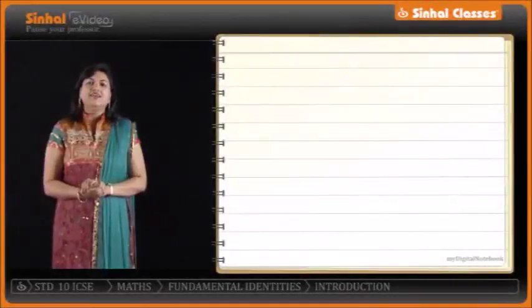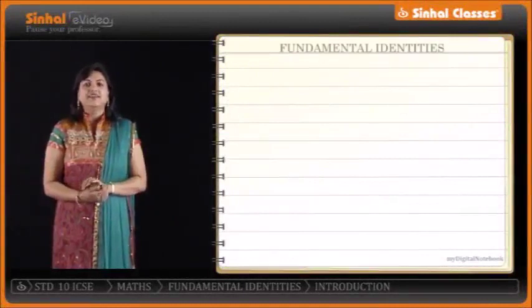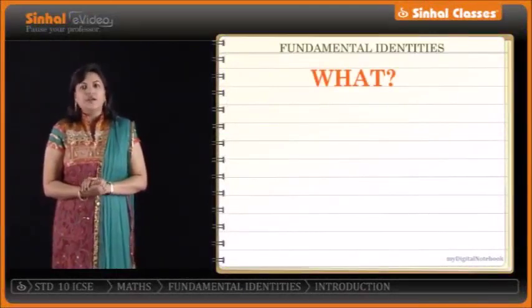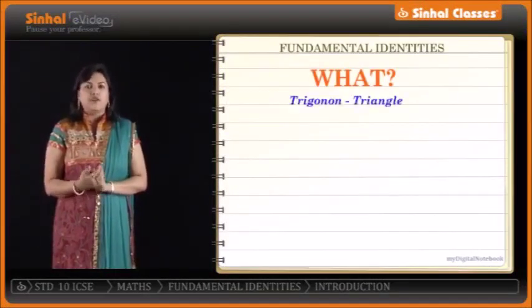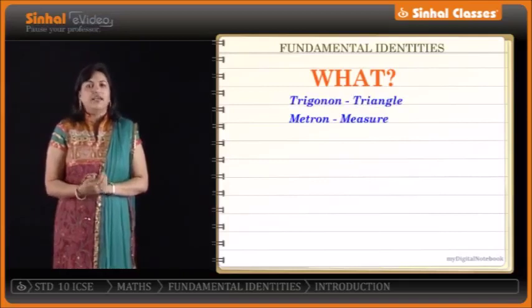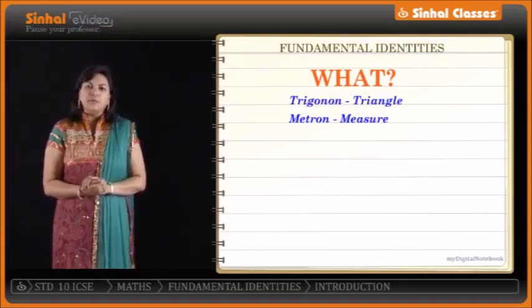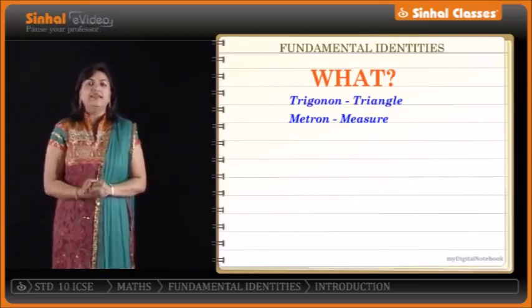Now let's study fundamental identities, which is the first chapter of trigonometry. What is trigonometry? Trigonon is the Greek word for triangle and metron is for measure. So trigonometry is that branch of mathematics which deals with the measures of triangle in which one angle is 90 degrees. That is a right angle triangle.